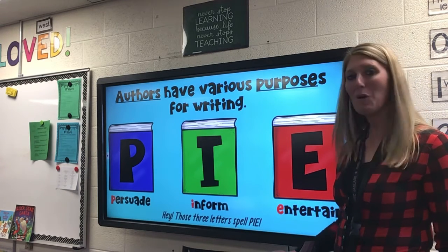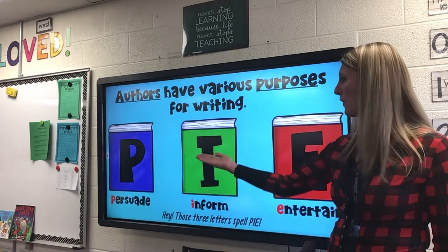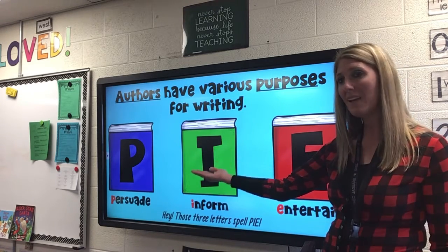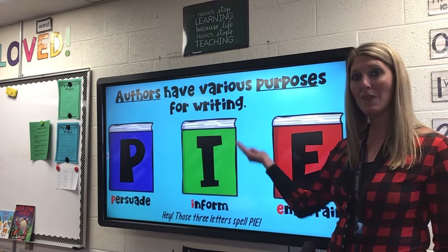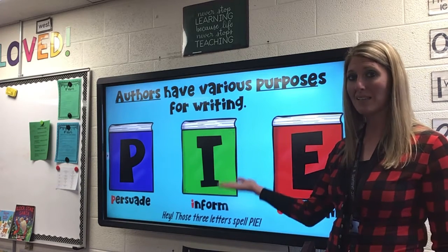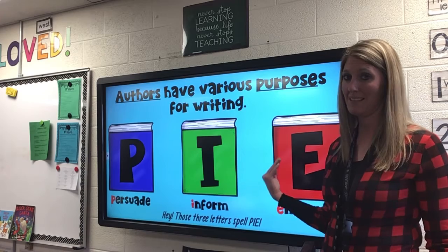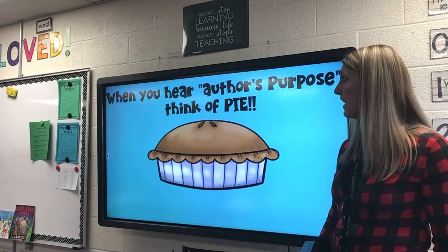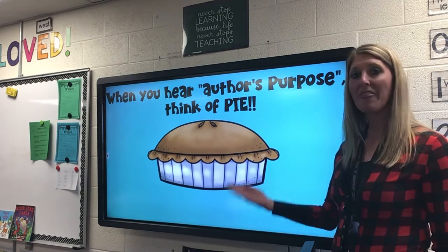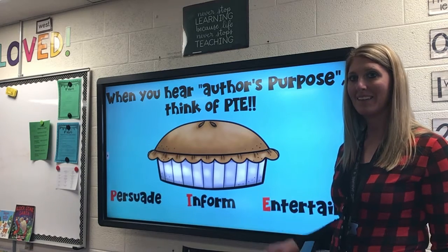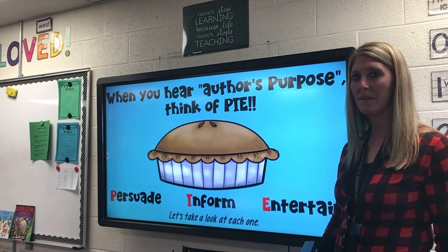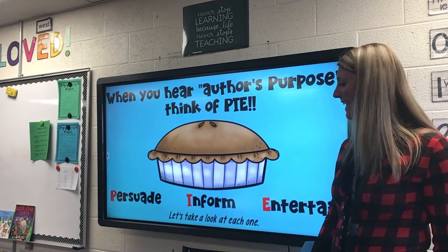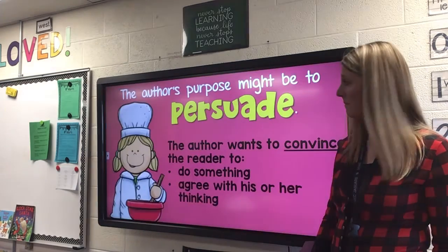Hey, those letters spell pie. Now look here, we have the P sound, P, and then the long I because it's an I-E. When two vowels go walking, the first one does the talking. So I is going to say I, the E is silent. When you hear author's purpose, think of PIE. Persuade, inform, entertain. Let's take a look at each one.